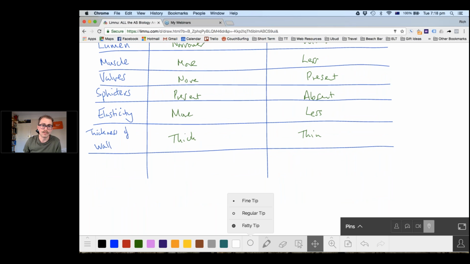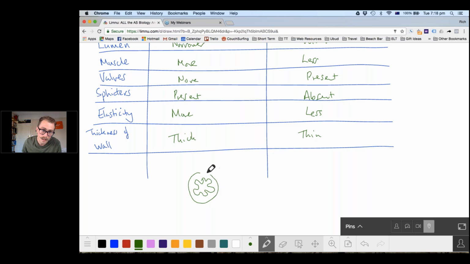Maybe we could draw a diagram. So with an artery, we've got a folded endothelium, the inside lining, and then we've got some thick muscle around the outside. Whereas a vein, we're going to have a wider lumen and a thinner wall and almost no muscle.